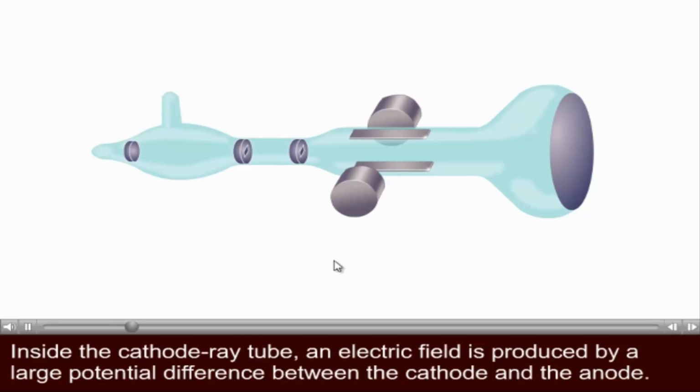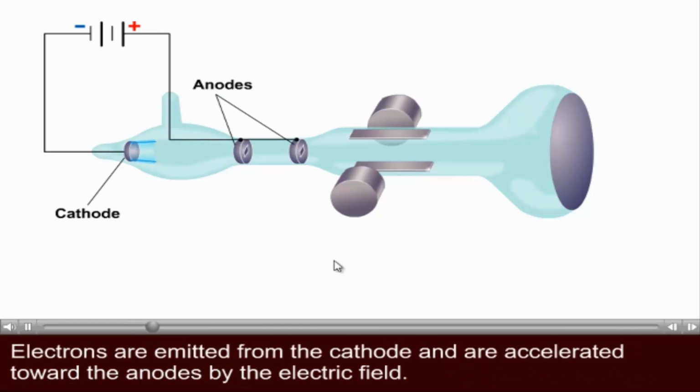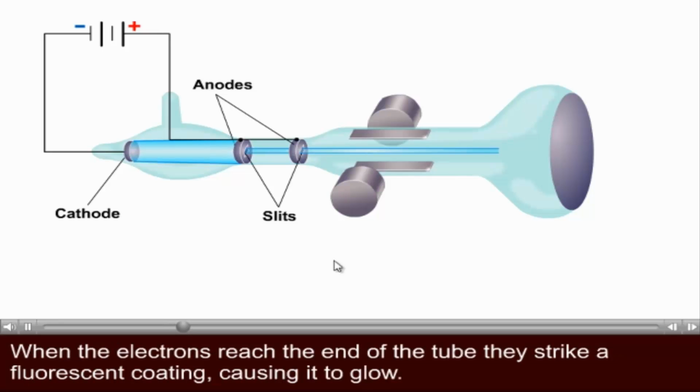Inside the cathode ray tube, an electric field is produced by a large potential difference between the cathode and the anode. Electrons are emitted from the cathode and are accelerated toward the anode by the electric field. Some of the electrons pass through the slits in the anode, forming a narrow beam. When the electrons reach the end of the tube, they strike a fluorescent coating, causing it to glow.